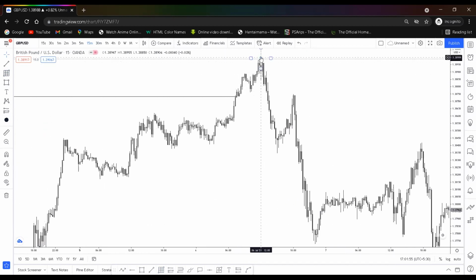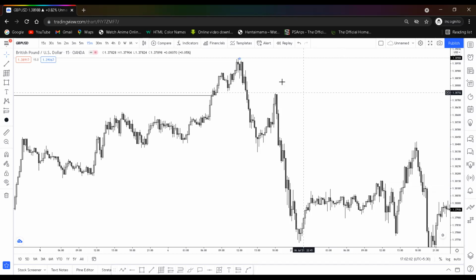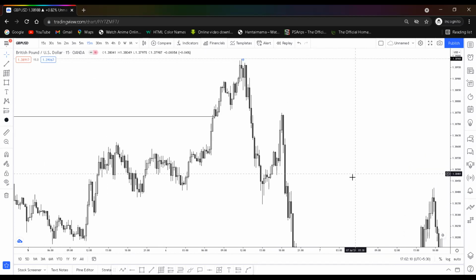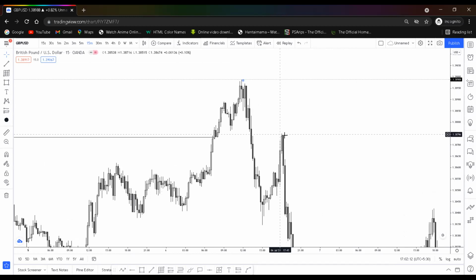Price went up, came back down, and then went back up and then came back down. Now our new range is from this high to this low because it came back down. And for sure this question came into your mind: inducement. Yes, it is an inducement.